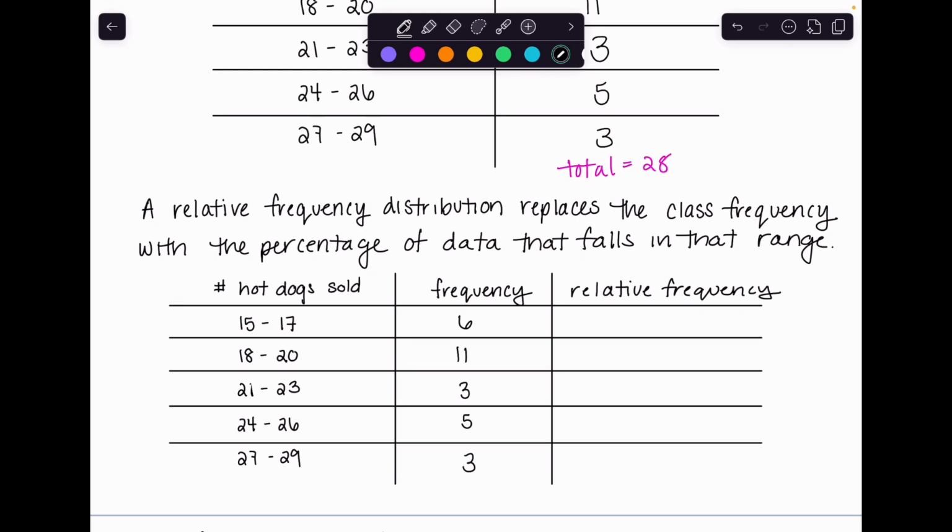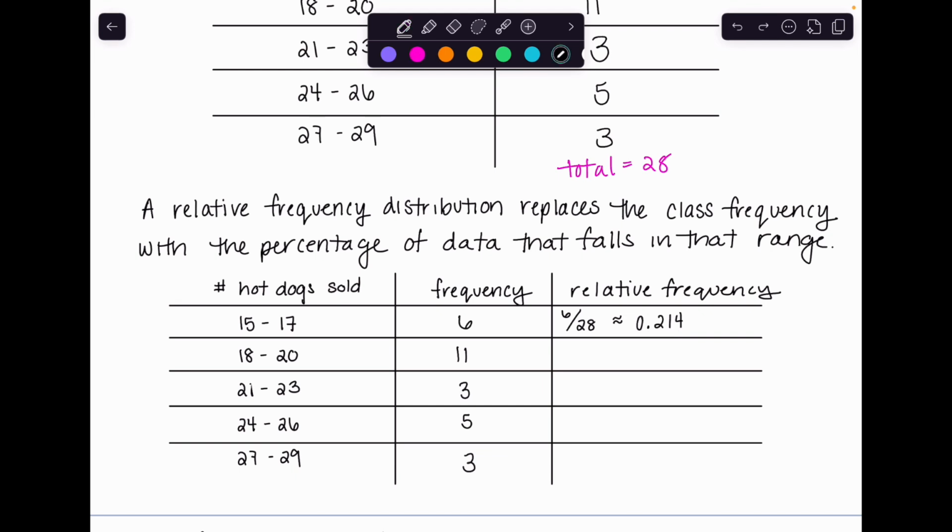If I'm looking at what percentage fell into the 15 to 17 range, all I'm going to do is take that portion and divide it by 28. What this does is it gives you a decimal. Just pay attention to the homework to see how many decimals you have to round to. This gives you the decimal 0.214. If you want a percentage, you can either just multiply this by 100, or you can just move that decimal 2 places to the right.